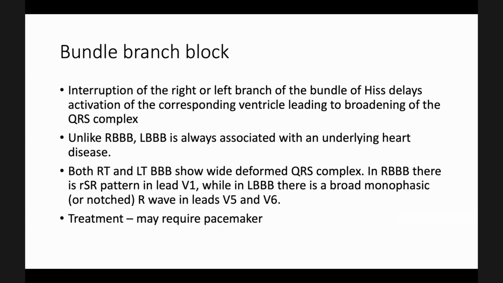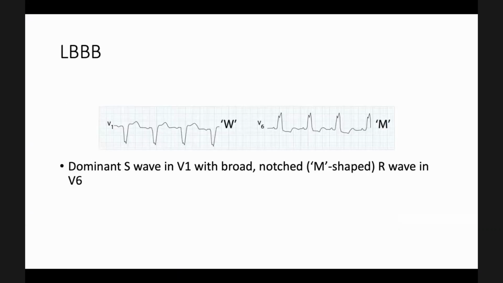There are two types, right bundle branch block and left bundle branch block. The left bundle branch block, remember, the etiology is usually ischemia, and not only ischemia, they are having an underlying structural cardiac lesion. So if you see a patient with left bundle branch block, it's actually not innocent.